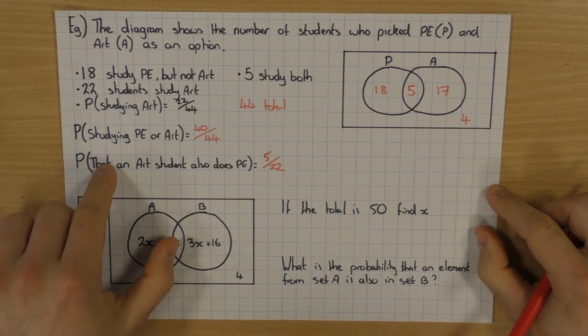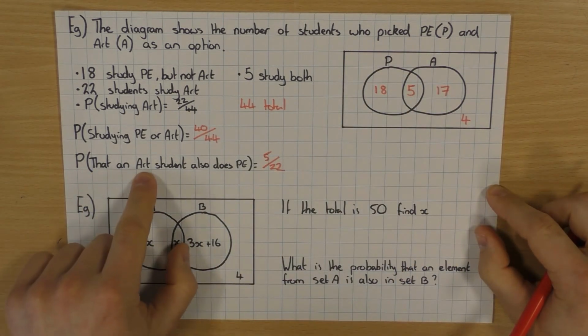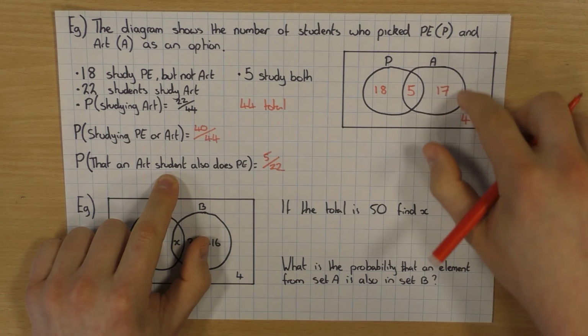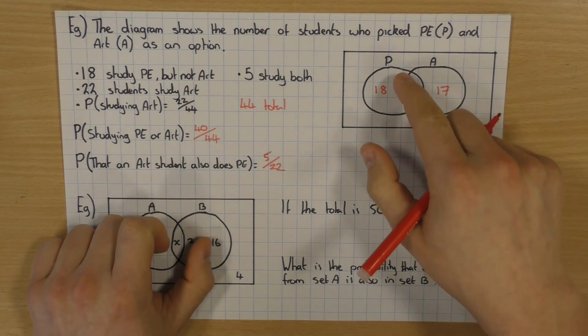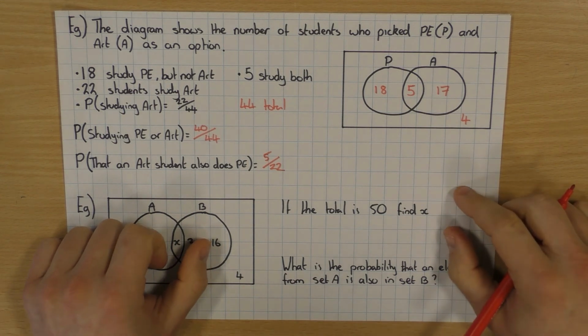So just be careful there. If you're picking a student at random, it's the total. If it's a bit more specific and says, in this case, an art student, it's only the people who do art. Or likewise, if it just says a PE student, obviously it's just the people who do PE. So be careful with that.